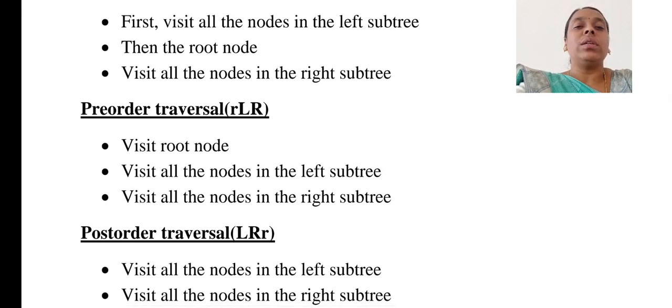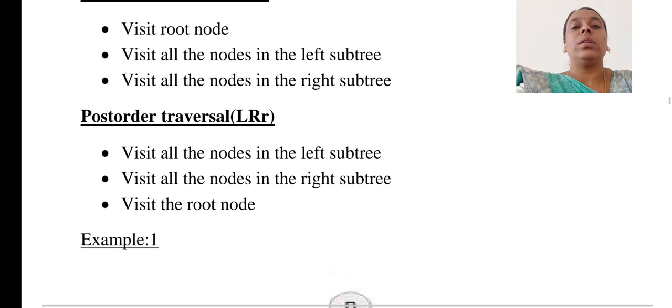Next one is the pre-order traversal. In pre-order traversal, first visit the root node, then the left subtree nodes, and then the right subtree nodes. That is root, left, right, and it is called pre-order traversal. Next one is the post-order traversal. Here we visit all the nodes in the left subtree, then all the nodes in the right subtree, and finally the root node. That is left, right, root. This is called post-order traversal.